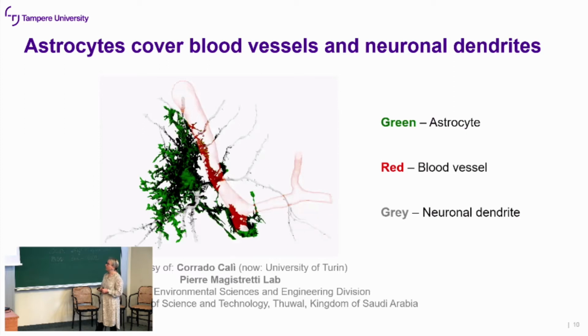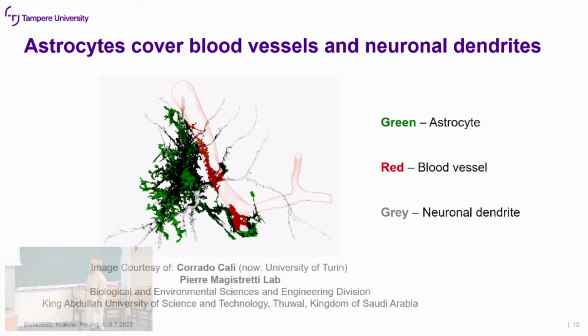Astrocytes also cover blood vessels and neuronal dendrites. This illustration, or reconstruction, is courtesy of Corrado Calì, now at the University of Turin, and at the time when these reconstructions were done he was in Pierre Magistretti's lab at KAUST. In this reconstruction, you see the astrocyte as a green element, blood vessels as red, and neuronal dendrites as gray elements, and you see this huge coverage of a cortical astrocyte in the brain.